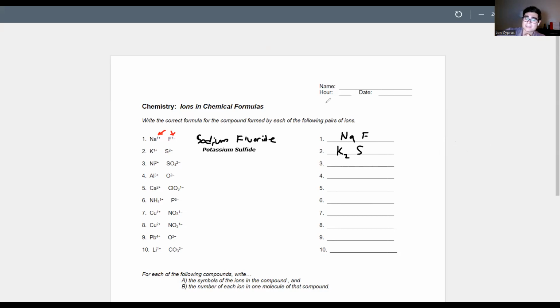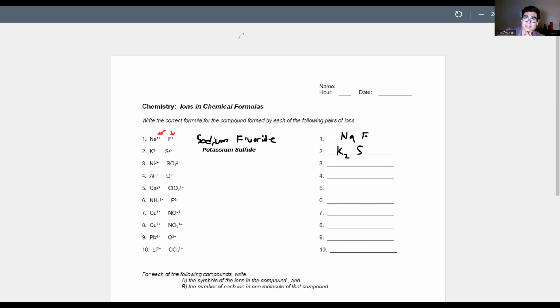Number 3, it says you have nickel 2+ and SO4 2-. SO4 2- is a polyatomic ion. This is our sulfate ion, so we know the name. So how would we name this? Now, if we have a transition metal like nickel that can take on different charges, I think there's a nickel +3 as well, we have to specify what charge of nickel it is.